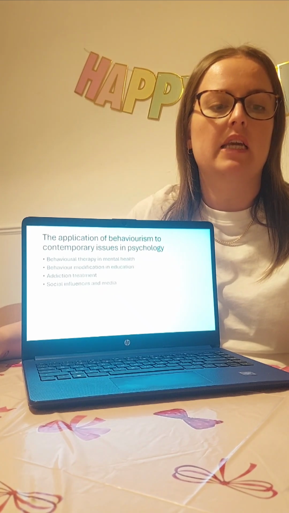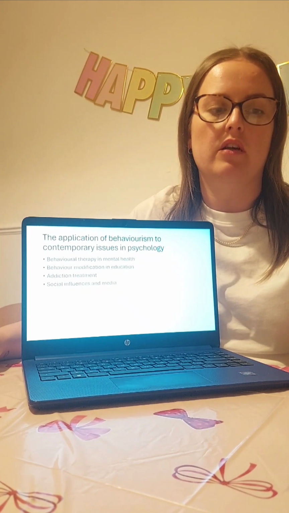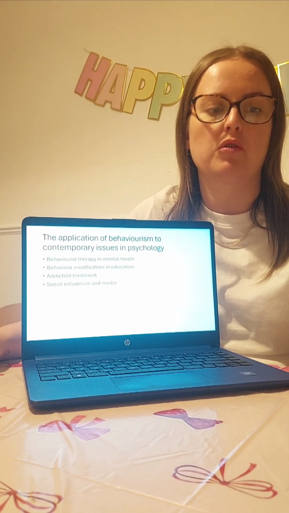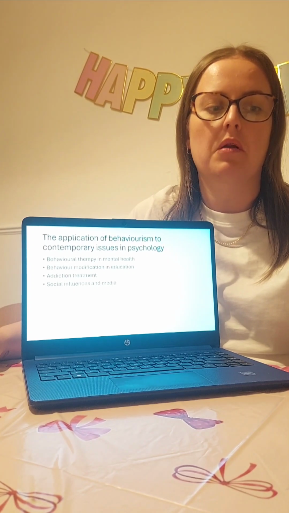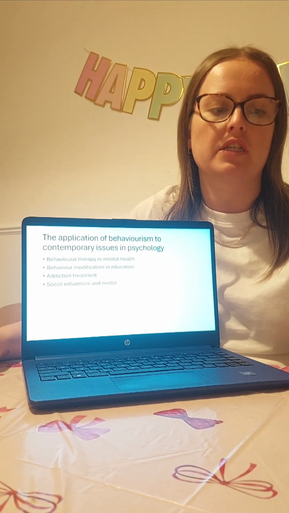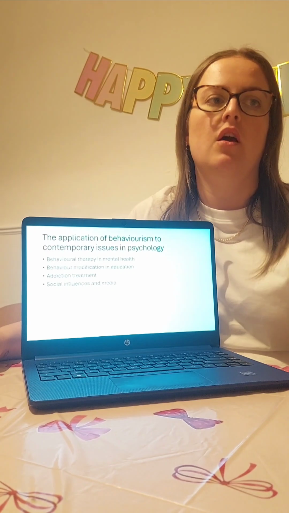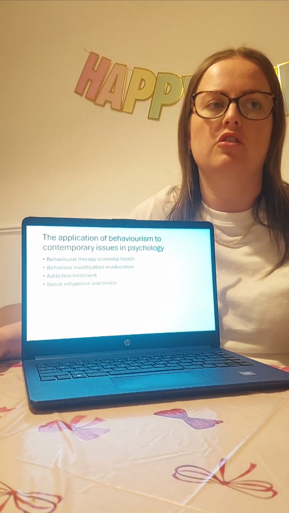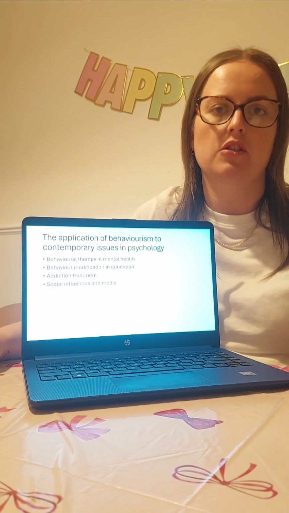Behaviourism continues to play a key role in addressing contemporary issues in psychology. Its principles of reinforcement, punishment, and behaviour modification are still widely applied, as shown in these examples. However, modern psychology tends to use a more integrative approach, combining behaviourist ideas with cognitive, emotional, and social factors to create more effective interventions.